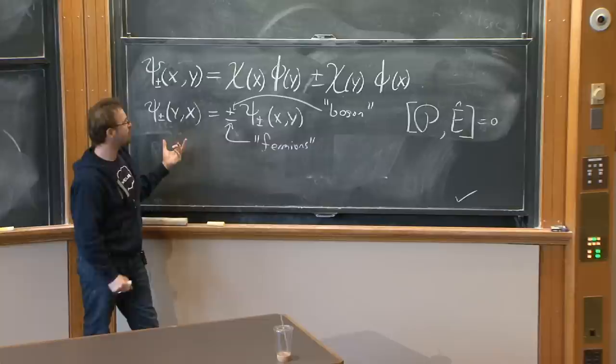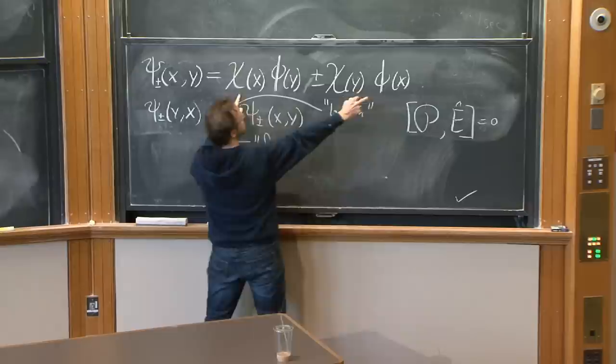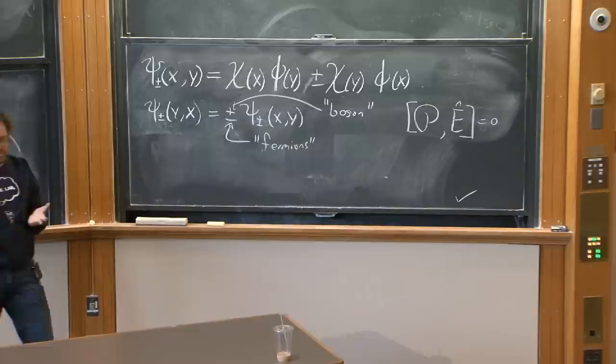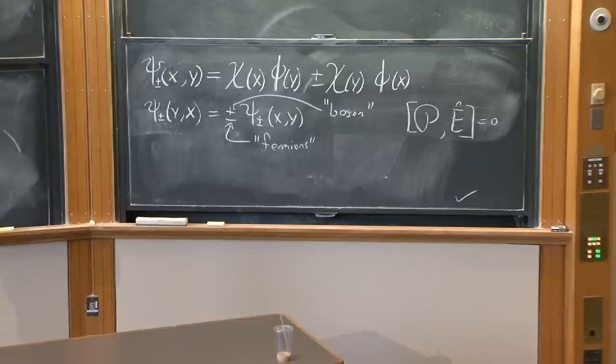OK, so now the question that was asked is, if this is our definition of bosons and fermions, is it true that you can always write the wave function in this form of differences of products of two states? The answer is both yes and no. The answer is yes for sufficiently simple systems. The answer is no when you have many, many particles. We can't always write it as a simple product of two states. We can't always write it as a sum of two terms.